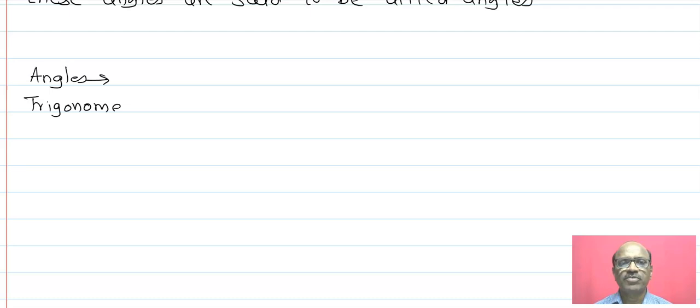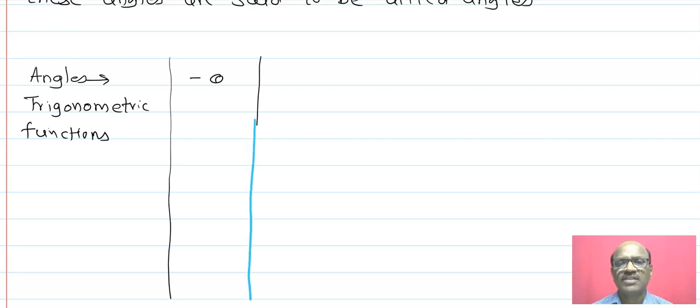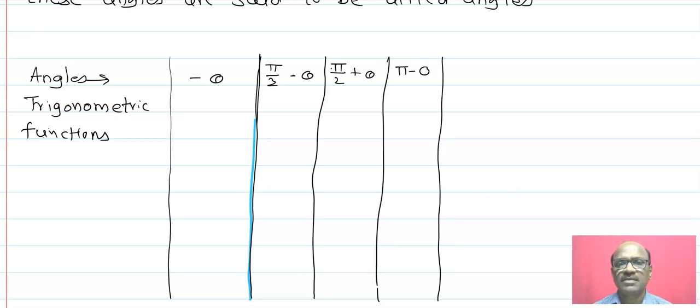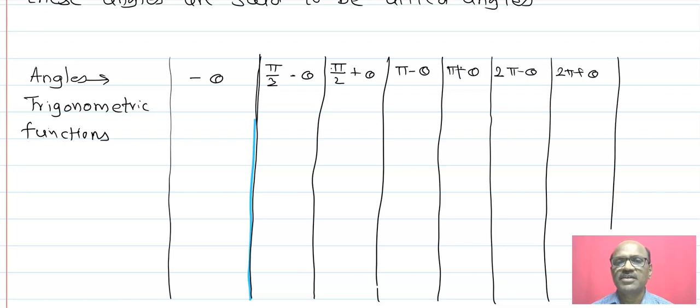Now see this table. This is a very important table. Angles are in the row and the trigonometry functions are taken in the column. What are the angles? The angles are minus theta, pi by 2 minus theta, pi by 2 plus theta, pi minus theta, pi plus theta, 2 pi minus theta, and 2 pi plus theta.